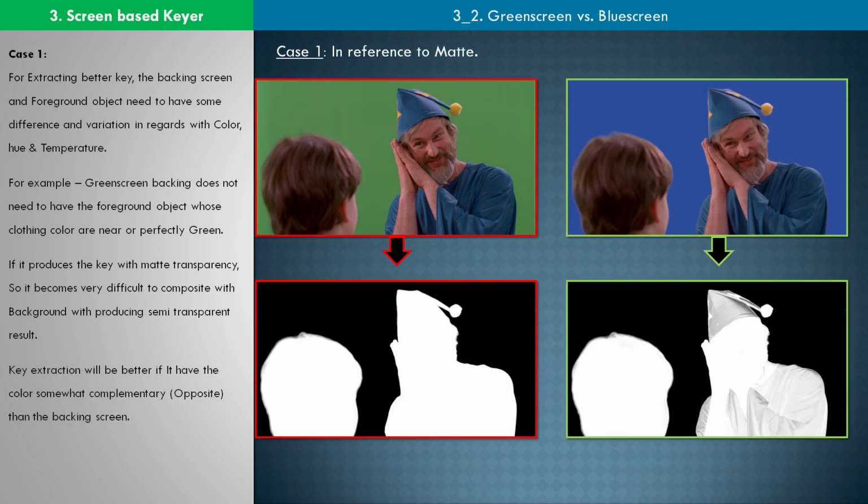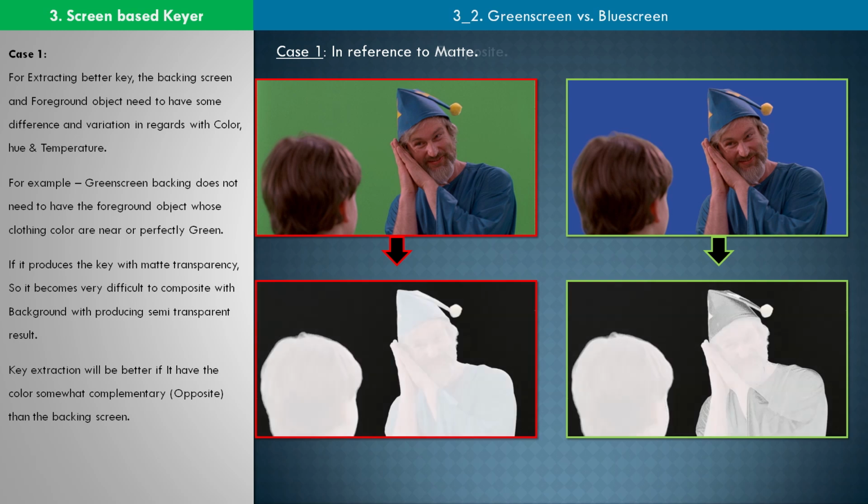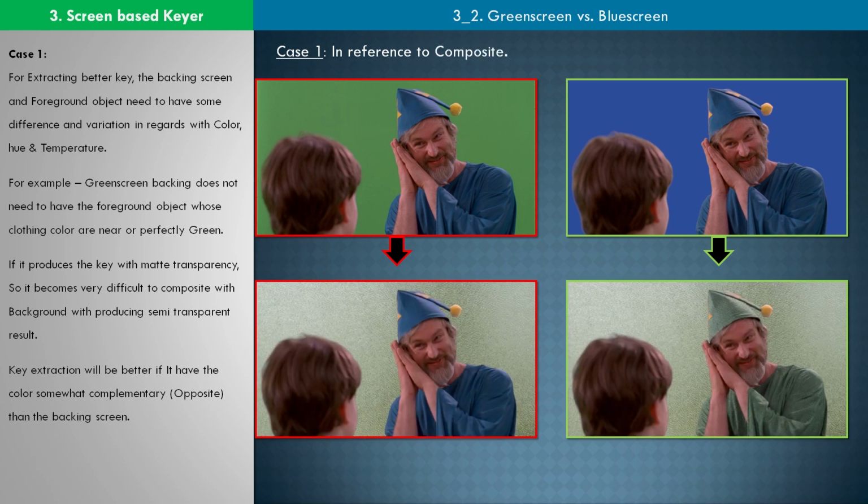Let's check the case in reference to matte. So key extraction will be better if it has a color somewhat complementary or opposite to the backing screen. Let's check in reference to composite.